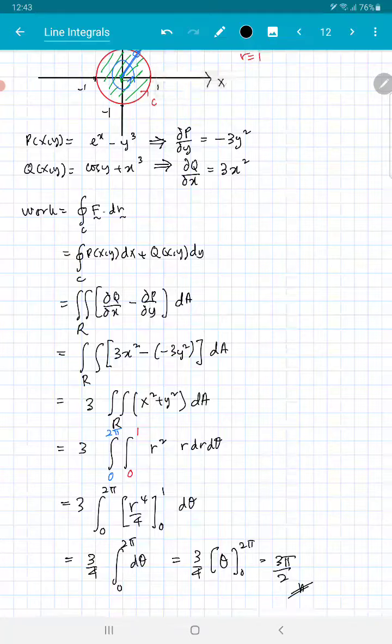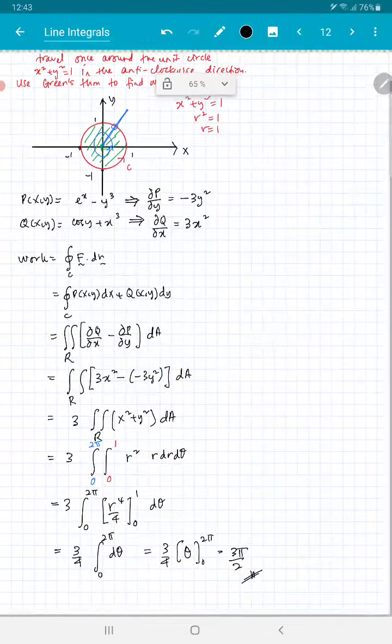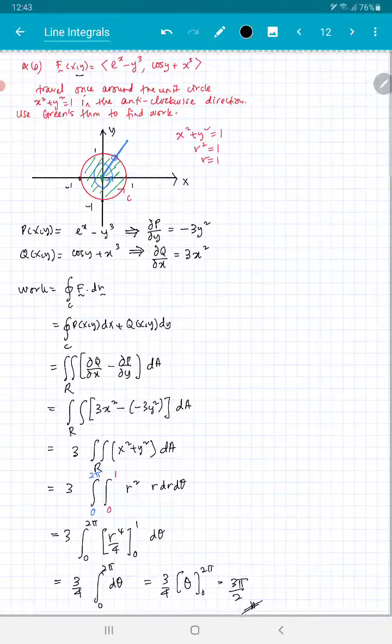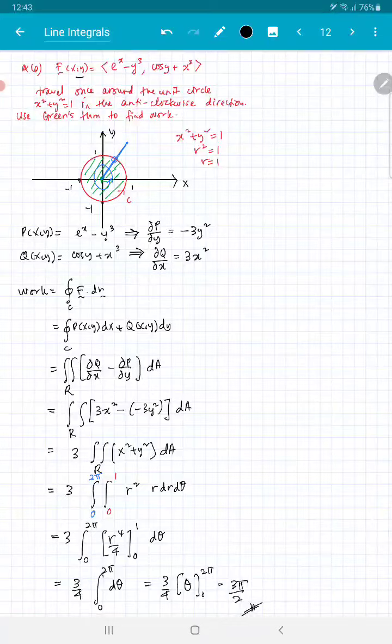Okay, so this is Green's theorem. It can only be applied on a force on an xy plane, and the curve must be simple, closed, and in an anti-clockwise direction. Okay, that is one example.